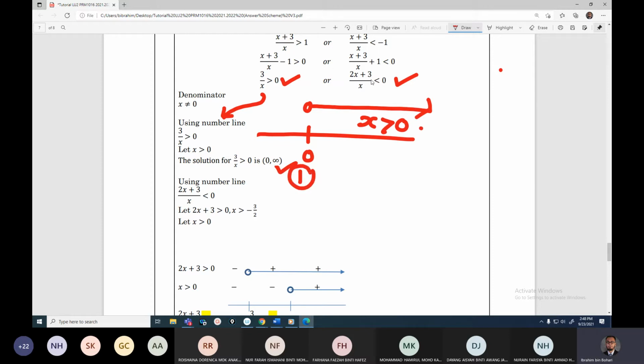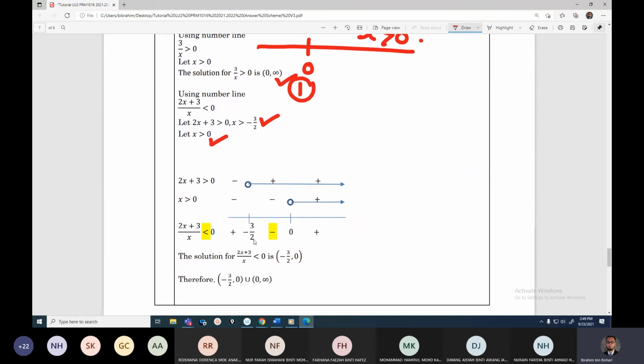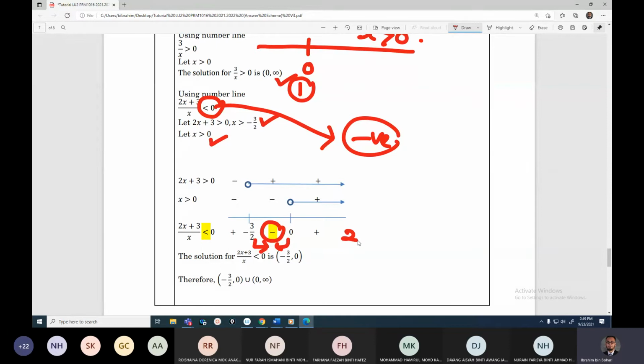And the second part of the function, 2x plus 3 over x less than 0. So here negative 3 over 2 and x equal to 0. This is the same as before. So you draw the number line: negative 3 over 2 to positive infinity and 0 to positive infinity. Okay, so you combine positive, negative and positive. And here less than 0, so the sign here is negative. You take the middle, between. Okay, so the second solution, the value of x here is less than 0.